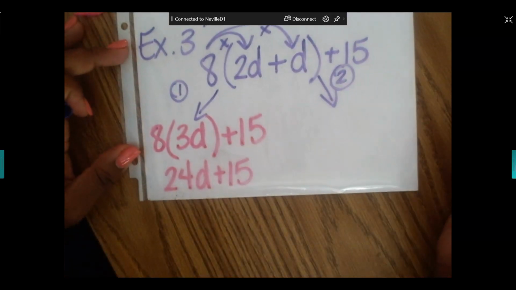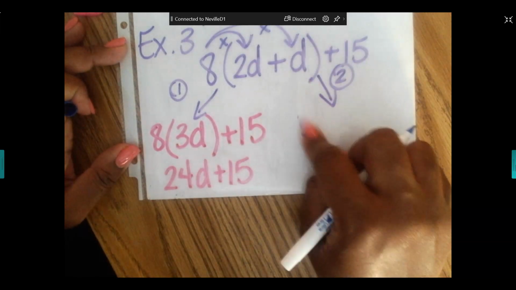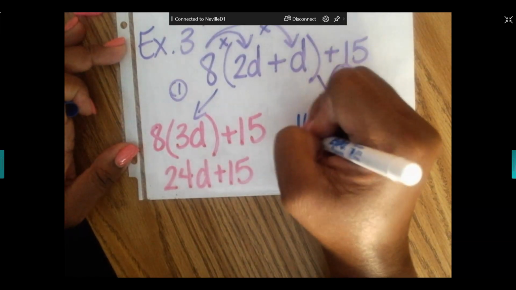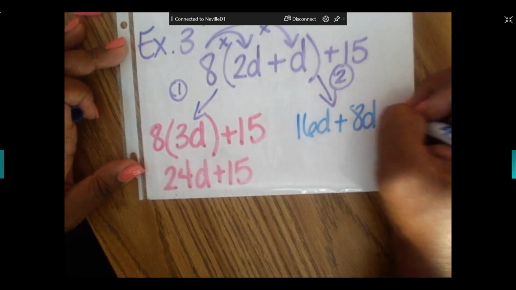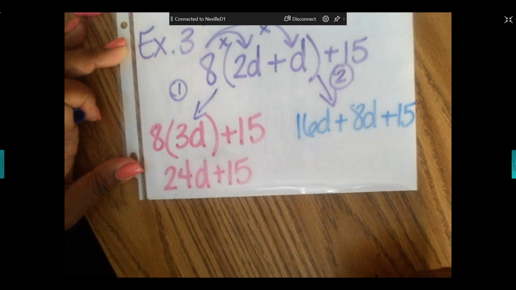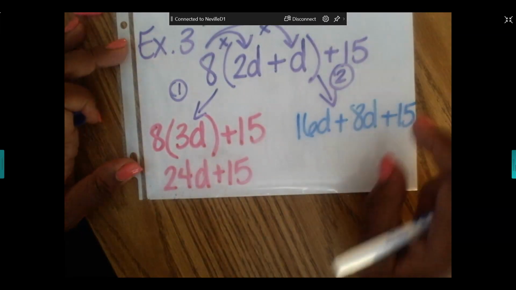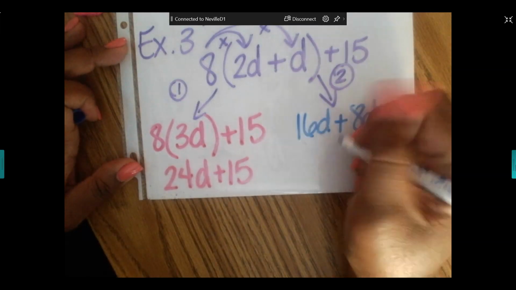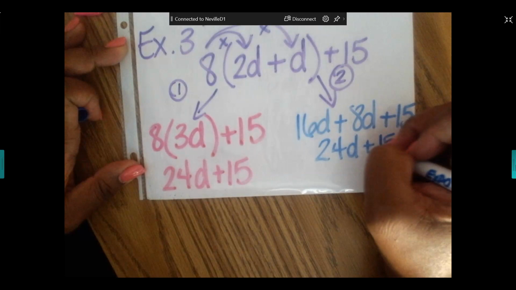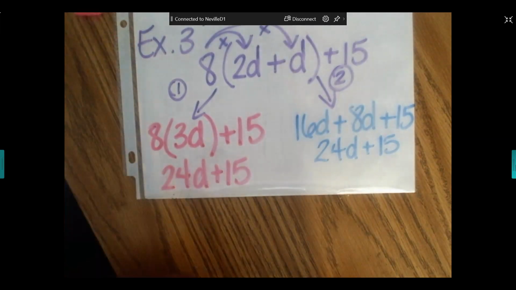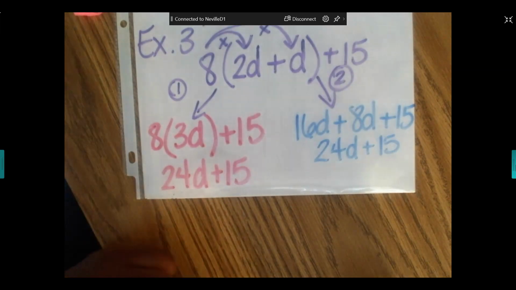You could have done 16D plus 8D plus 15. 16 plus 8, 24. And I could have gotten my answer that way. Either way you did it, one of these ways, good job, correct.